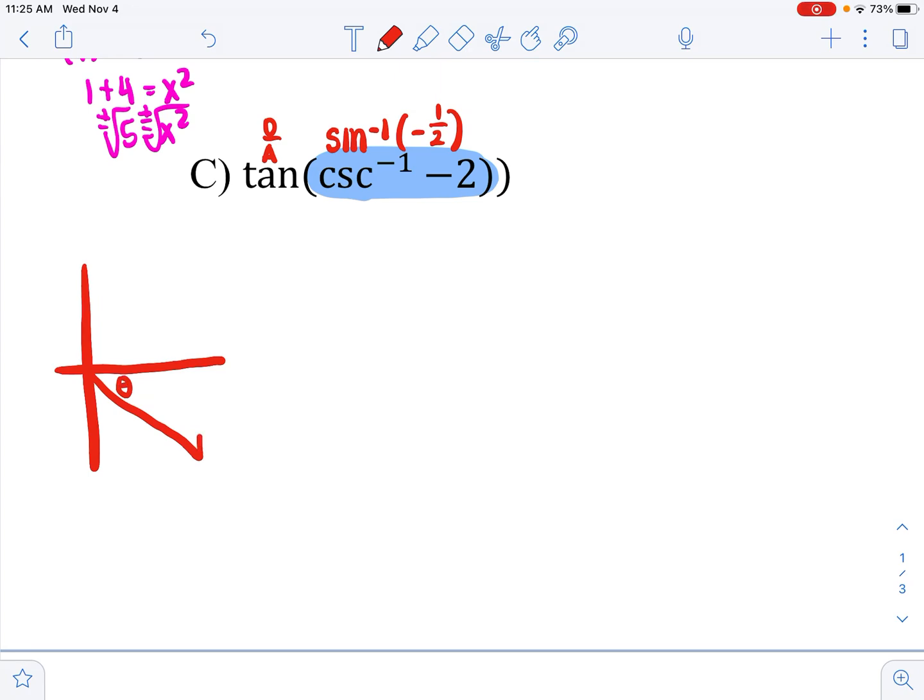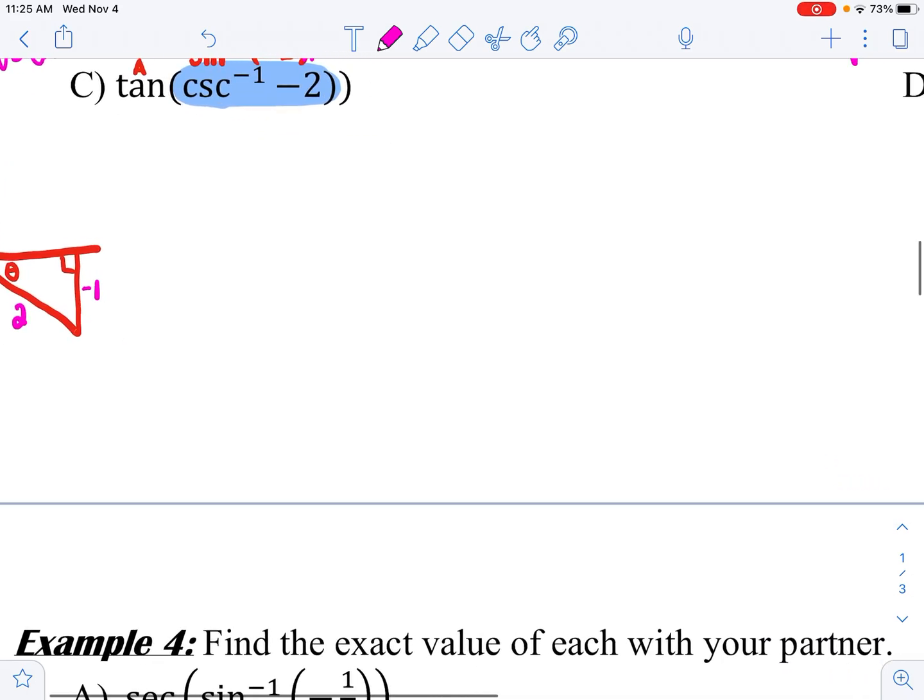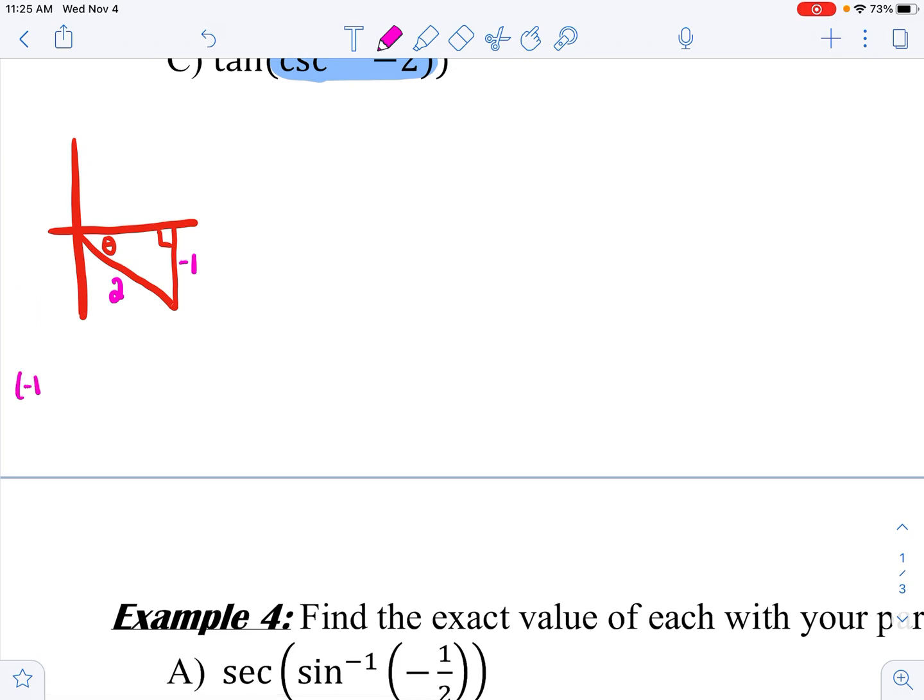Sine inverse is defined in my first and my fourth quadrant. It's negative in my fourth quadrant. I need to find this angle and then find the opposite side over the adjacent side. But first, I need to label what I have. I have the opposite and the hypotenuse. The opposite side is 1. The hypotenuse is 2. Which one's negative? This is down 1, right? And the hypotenuse can never be negative.